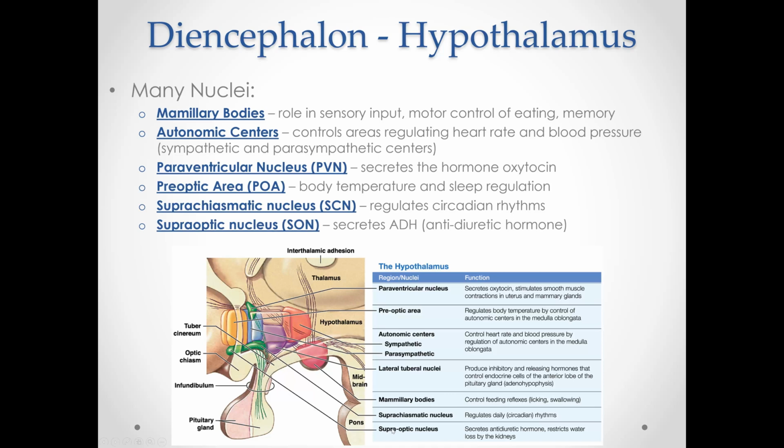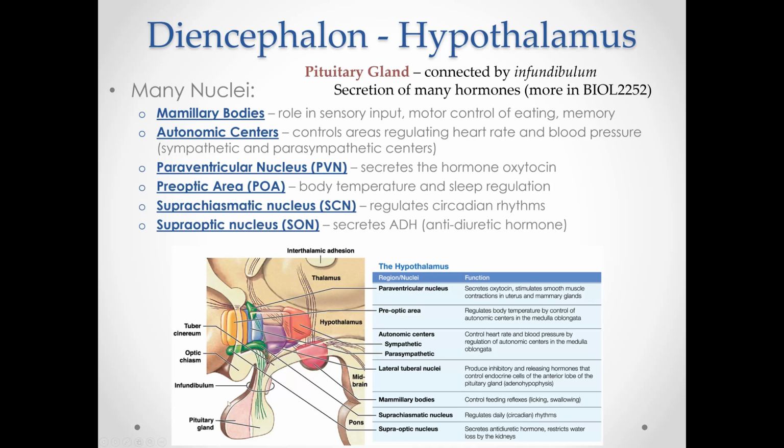Then there's the supraoptic nucleus, which is the front side of this little green guy down here at the bottom. And the supraoptic nucleus secretes another hormone. This one is antidiuretic hormone, also known as ADH. And again, you'll get more information on ADH in A&P2.